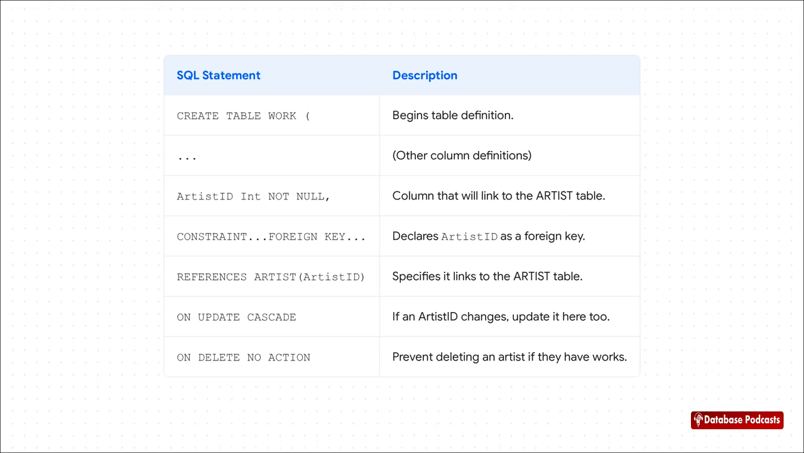And here's what that looks like in the code. In our new work table, we add an artist ID column. Then we declare it's a foreign key that references the artist ID in our main artist table. Now check out the really powerful part.